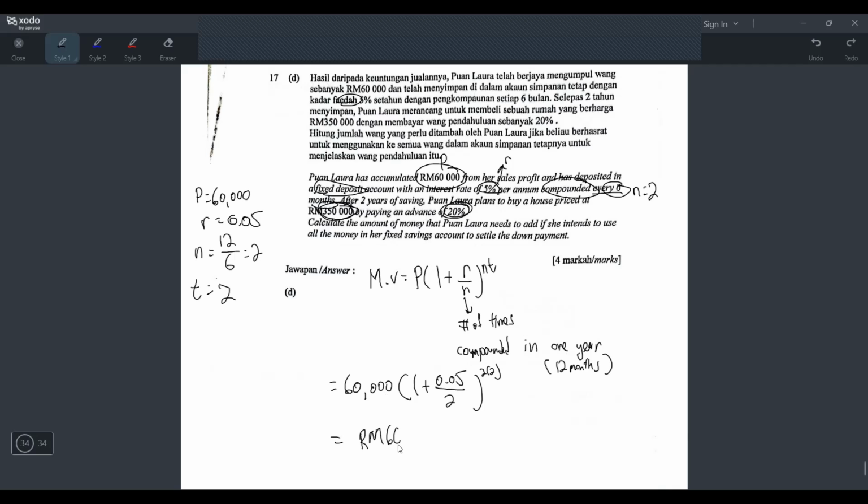RM66,228.77. And what is this? The MV. MV means the matured value. Okay, matured value. It means after 2 years of saving, she has this amount in her bank account.